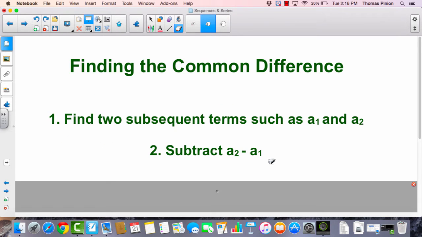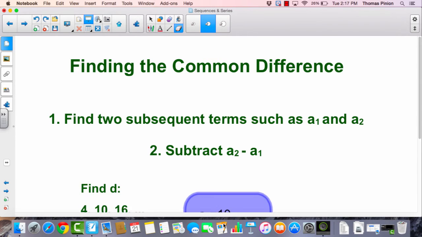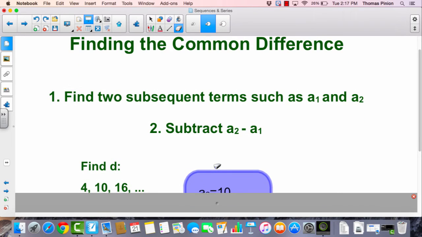Okay, finding the common difference. To find the common difference, we must find two subsequent terms. That means one right after another, such as A sub 1 and A sub 2. Then we're going to subtract those two terms: the second term minus the first term. Now, in this example we're going to find D, our common difference, for 4, 10, 16. You should notice real easy that we're going up by 6 each time.